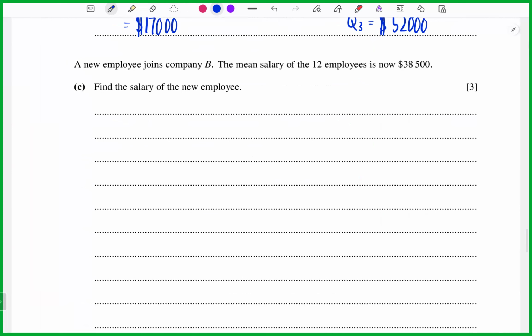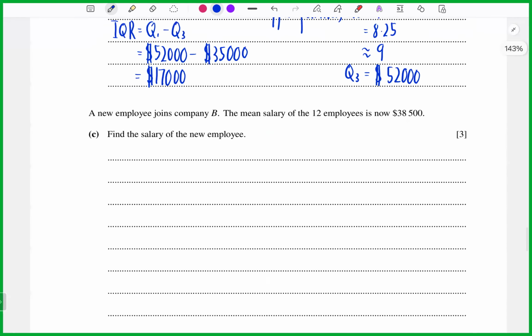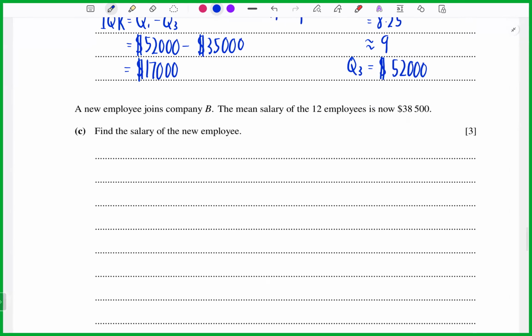A new employee joined company B. The mean salary of the 12 employees is now 38,500. Find the salary of the new employee. So when you see this question, you need to apply the mean formula. Let's try to think things out. This is your mean, which equals summation x over n.